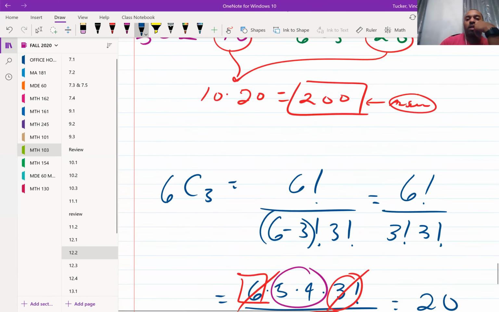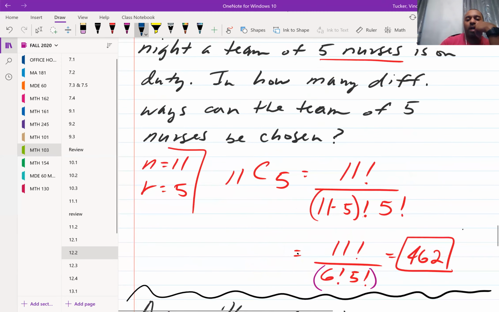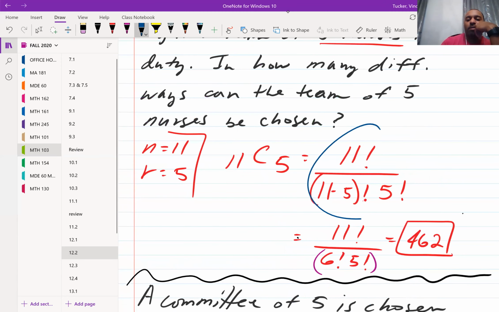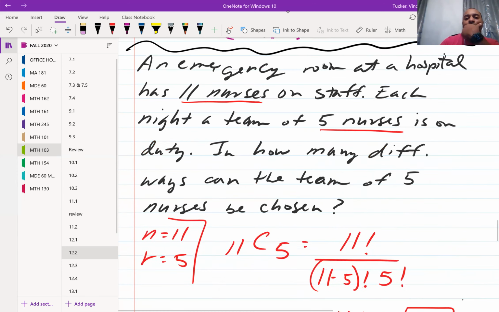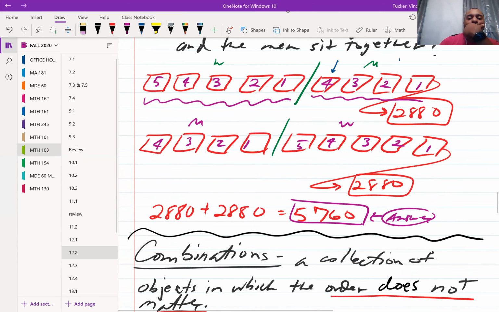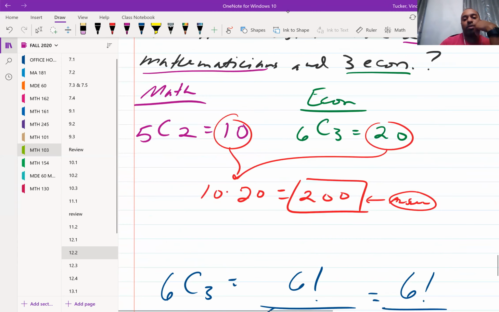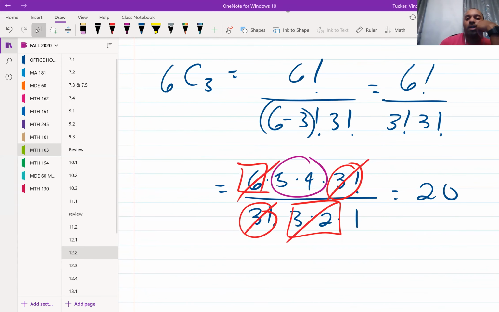Now I will say, if you have something like the 11 nurses problem, it will be more numbers because you're dealing with 11. Basically if you have larger numbers, then it would be more of a process. But yeah, that's how you would do it.